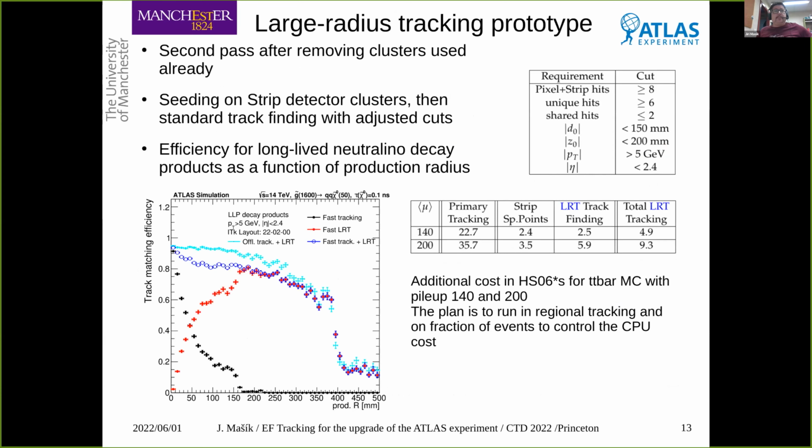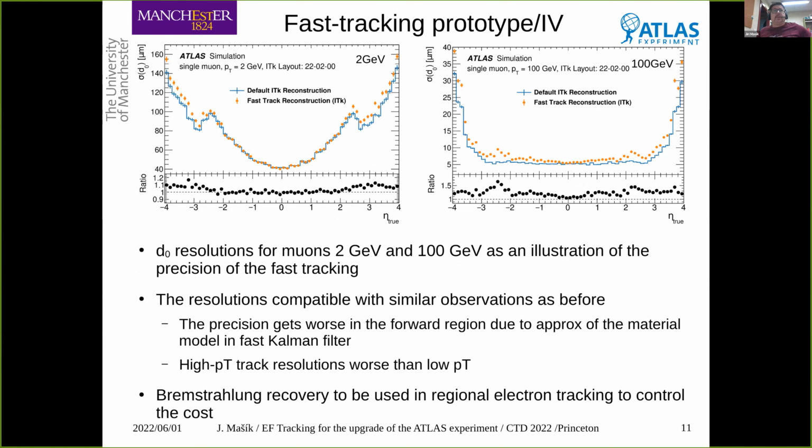I'm sorry, I managed to jump to the end of the talk. So the last on the performance are the resolutions. You can see the d0 resolution for a 2 GeV muon and a 100 GeV muon on the right. And again, there are similar comments to what I made before. The precision gets worse in the forward region due to approximation in the material, and the resolution is also worse for the higher pT tracks.